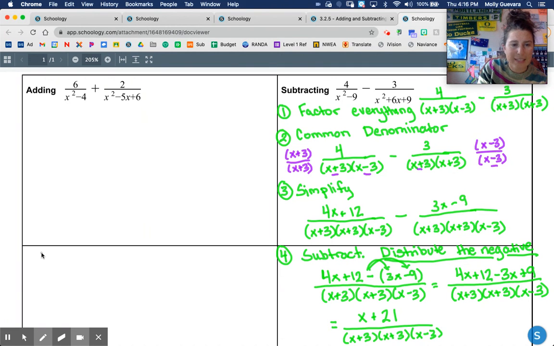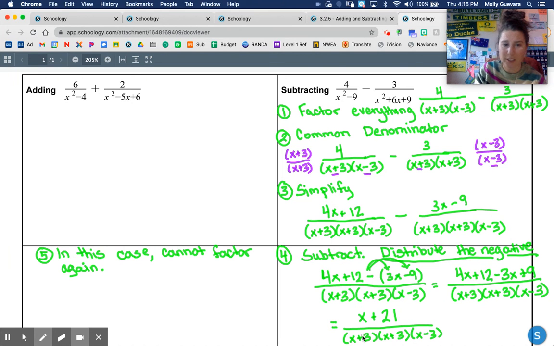And then the last step, step 5, again, you would write it over here underneath step 4, but I just don't have room. So in this case, right, I cannot factor again. x plus 21 does not factor. So that just means that that's my final answer.